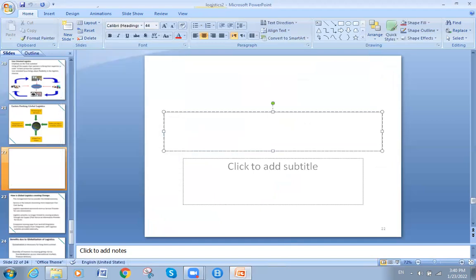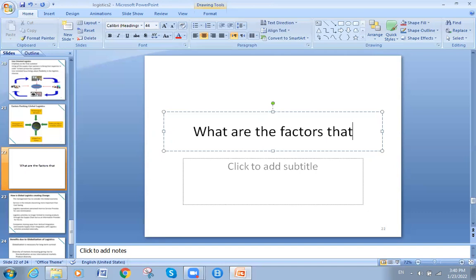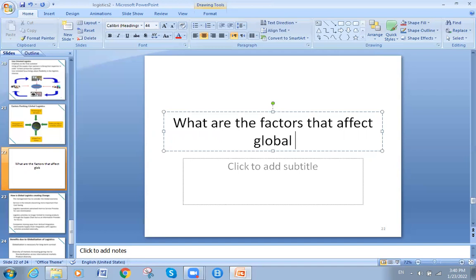What are the factors that affect the global logistic system?